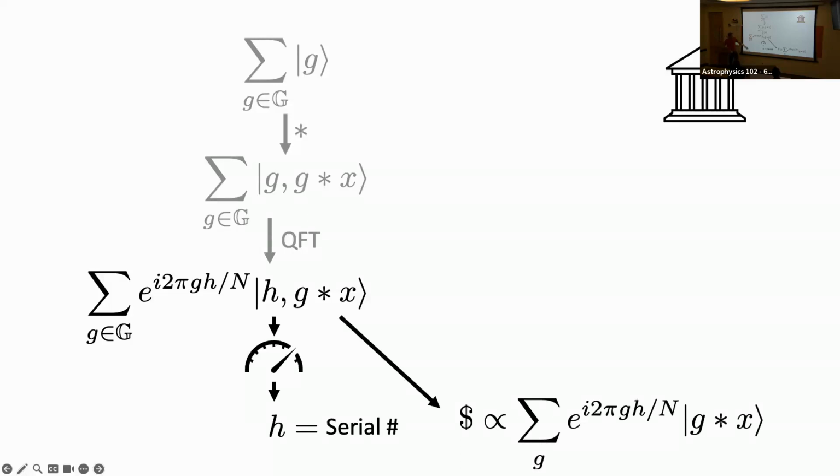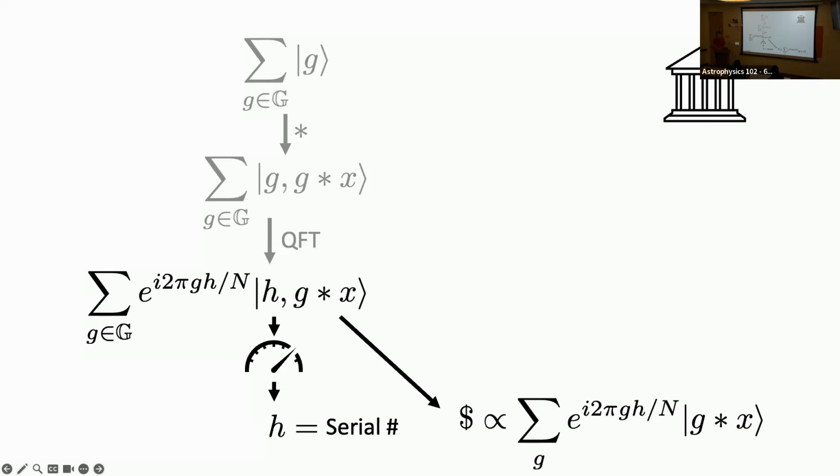And now what I do is I measure H here, and I get what's called in the literature the serial number. So I measure H, I get the serial number. This is what I publish to everyone, so everyone knows this little h value. And whatever's left in the right register, which I've written down there, that's my banknote. So basically my banknote becomes a uniform superposition over G star X, where I picked up some phase that depends on h. And because we have this bijection between the group and the set, this is actually a uniform superposition over the entire set X with some phase. So this is what the mint does.